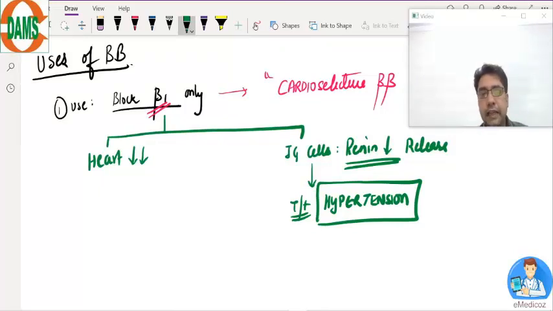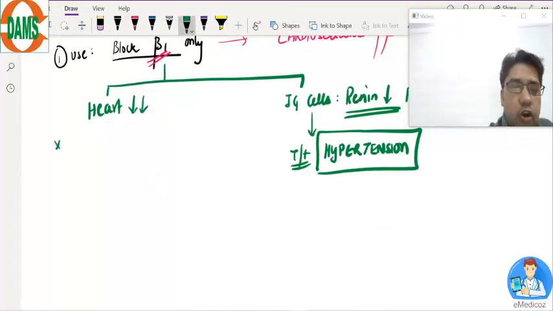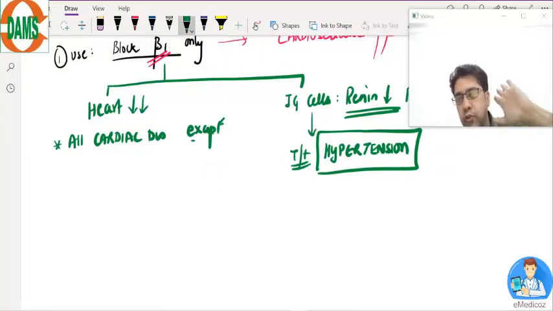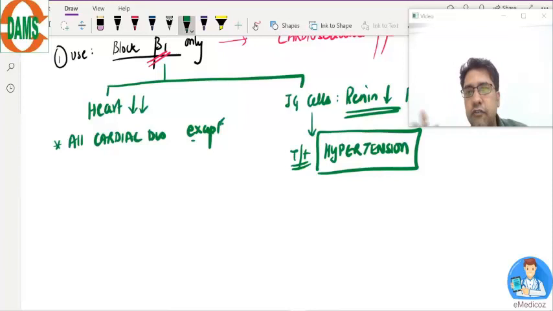Okay? Now, in the heart, you will write, they are given in all cardiac diseases. Beta blockers are given in all types of cardiac diseases, except, I will tell you shortly. So you name any heart disease, beta blockers are used there. But there are only 2-3 heart diseases where you will not use beta blocker. Okay, so keeping this in mind, let's write any heart disease which comes into your mind.